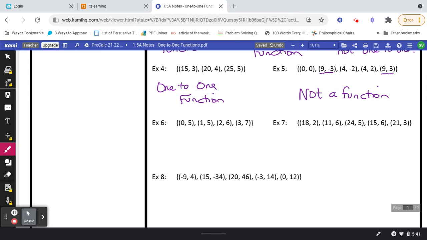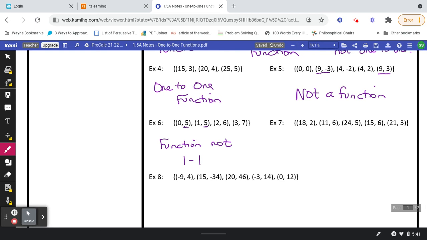Example number 6. This is a function. None of my x's are repeating with different y's. But it's not a one-to-one function because 0 and 1 are both paired up with 5. So function, not, and then I'm going to get a little bit lazy and just write one-to-one. Feel free to do that if you'd like as well. Try 7 and 8 on your own. See if you can figure those out.